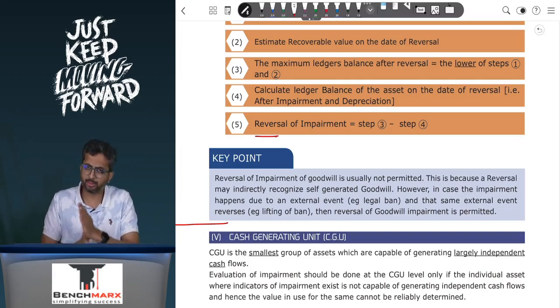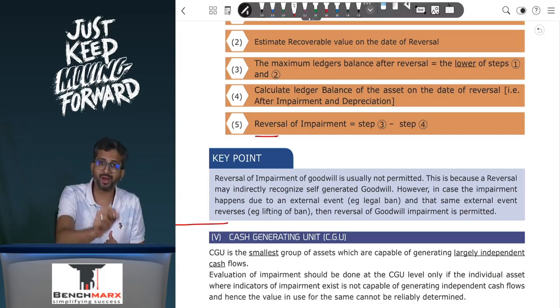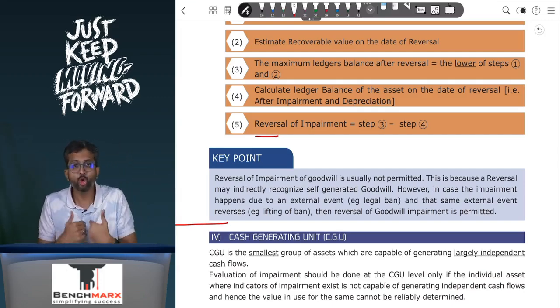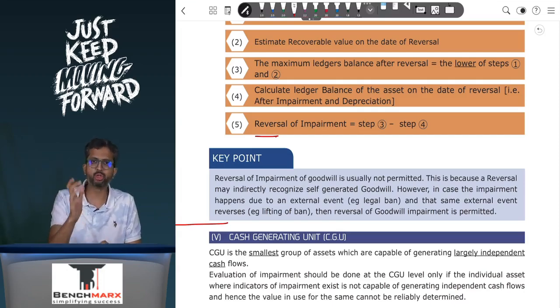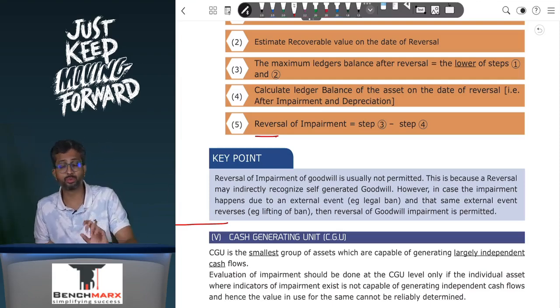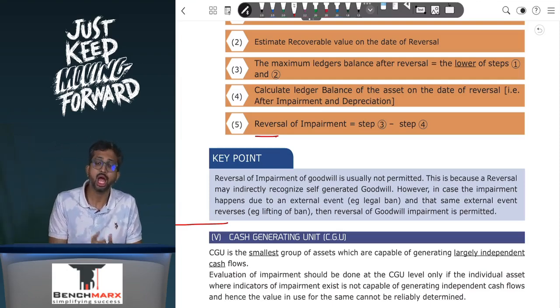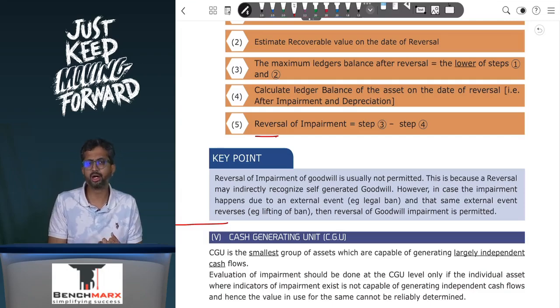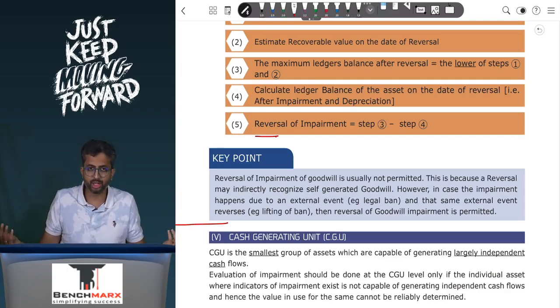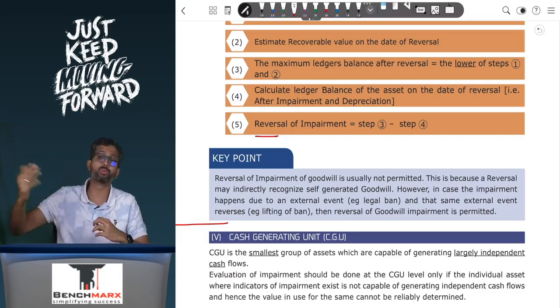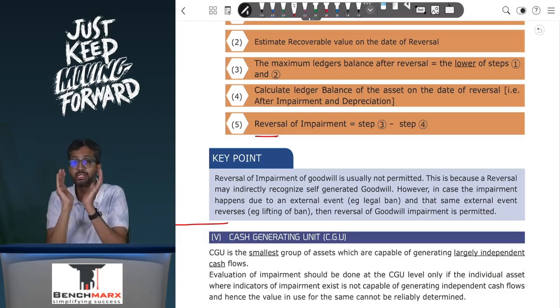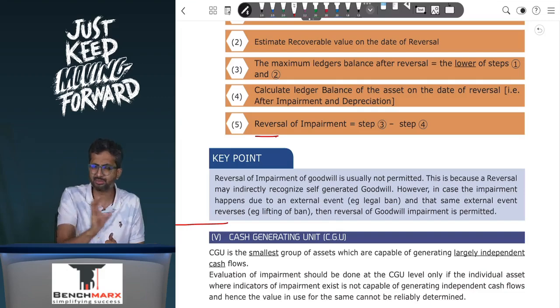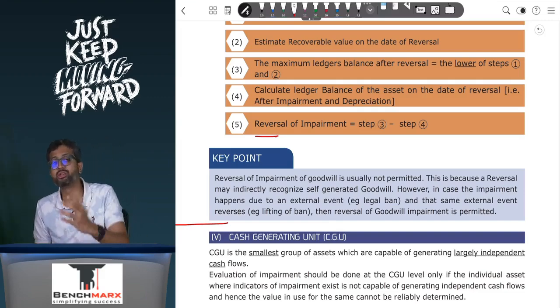Hence, if there is an indicator of impairment on machine C, it is possible that you can find the net selling price of machine C. However, you also want to find the value in use. Now the problem is the value in use for machine C is not reliably determinable, so it becomes challenging how to calculate it. Well, you can't calculate it for C alone, but you can calculate it for A, B, C, D. That is the smallest group of assets capable of generating a largely independent cash flow.